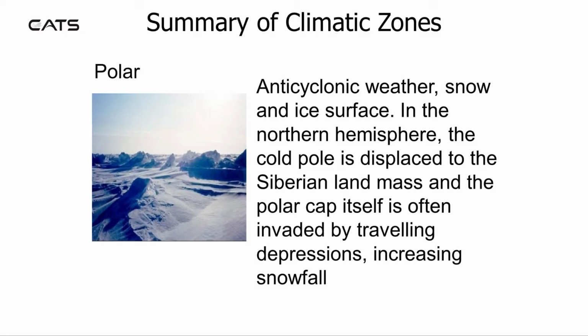Summary of climatic zones. Polar. This has anticyclonic weather, snow and an ice surface. In the northern hemisphere, the cold pole is displaced to the Siberian landmass, and the polar cap itself is often invaded by travelling depressions, increasing snowfall.